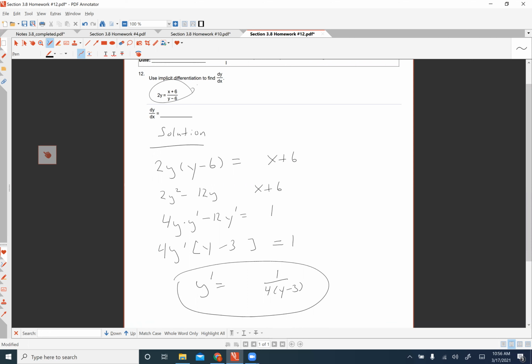And now the right side is our friend, x plus 6. Taking the derivative of x plus 6 is the easier part of this problem. The left side, just expand, and we get 2y squared minus 12y. Oh, I left out the equals x plus 6. Now take the derivative of the left side. And so it's 4y, right? We drop down the exponent, we get 2 times 2, we get 4y. And then don't forget to do the chain rule: 4y times y' minus 12y' equals 1.